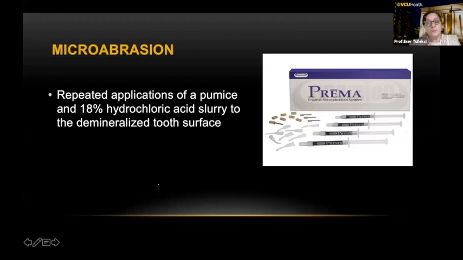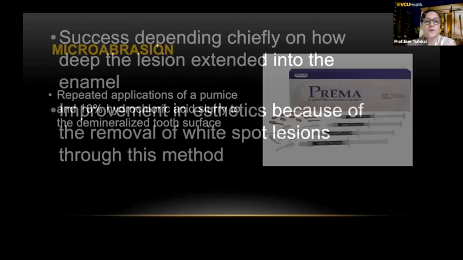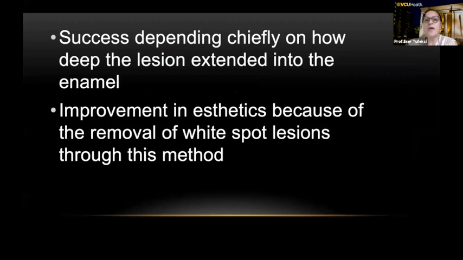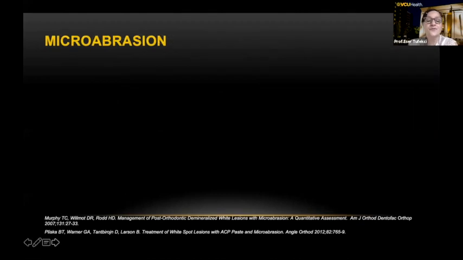Another method to improve aesthetics, definitely not for remineralization purposes, is microabrasion. Repeated applications of a pumice and 18% hydrochloric acid slurry to the demineralized tooth surface has been shown to improve the aesthetics. Basically, the success depends chiefly how deep these lesions are, and also the improvement in aesthetics occurs because of the removal of white spot lesions through this method. Once again, that unhealthy discolored enamel is removed.